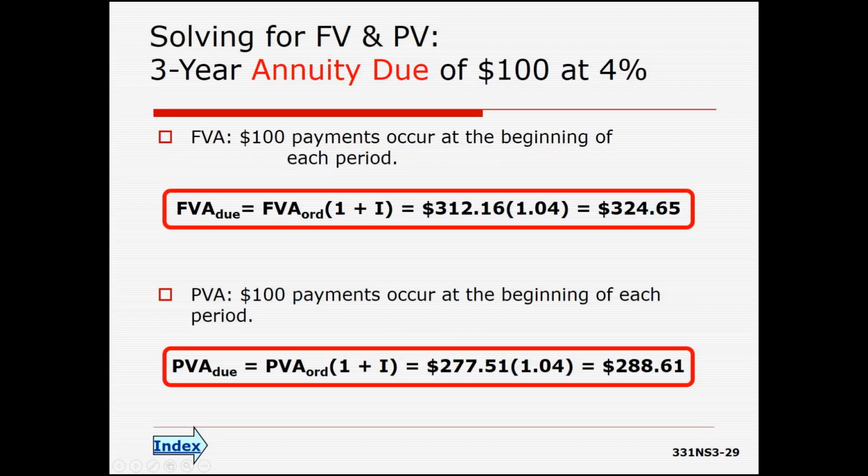Solving for an annuity due can be managed by solving for the ordinary annuity and then multiplying the result by 1 plus the interest rate. First, look at the equation and the solution in the red box. We're using the fact that an annuity due is equal to an ordinary annuity times 1 plus the discount rate. This works for present value and future value.